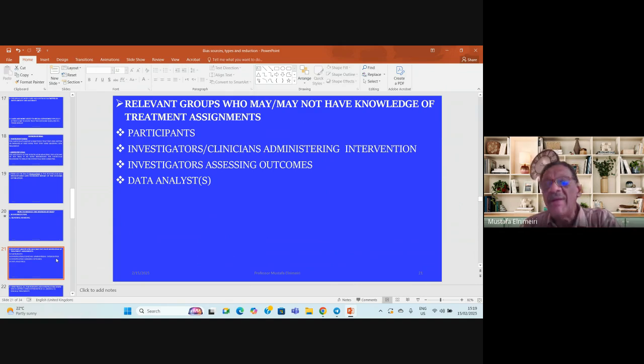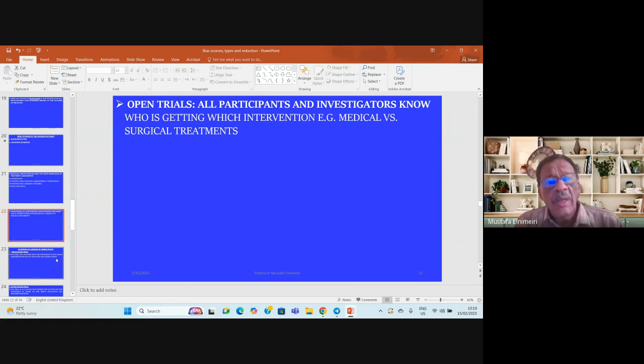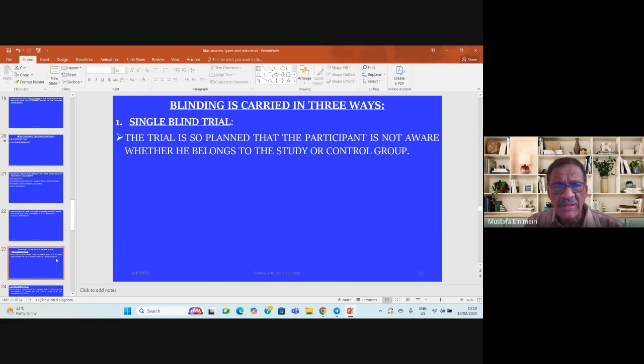This may be another source of bias in assessing the outcome of the trial. And also the data analysts who are carrying out the data analysis, if they come to know beforehand who is in the treatment group and who is in the control group. We also talk about open trials, in which all participants, investigators, and evaluators know who is getting which intervention, for example, who is getting medical intervention, who is getting surgical intervention, who is getting placebo. This is what we call open clinical trials.